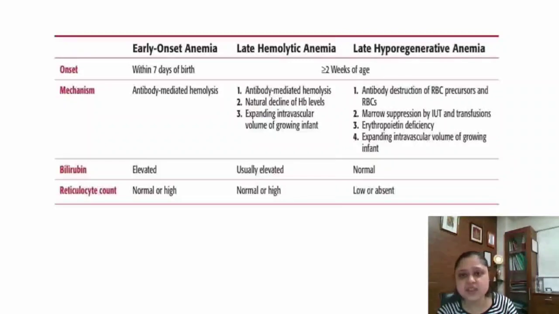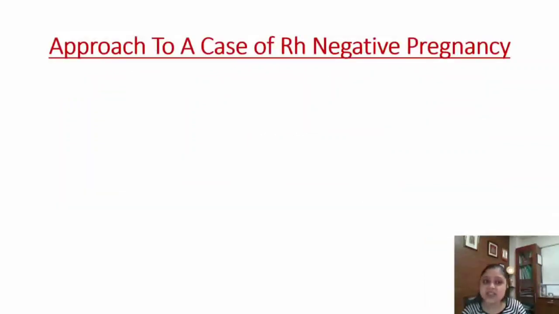In the last one, late hyporegenerative anemia, which can be encountered after more than 2 weeks of the birth, there is also antibody destruction of RBC precursors and RBCs, and there could be marrow suppression by the intrauterine transfusions, and there could be an erythropoietin deficiency, expanding intravascular volume of the growing infant. In such cases, by this time the bilirubin can normalize, and there could be a fall or absent retic count.